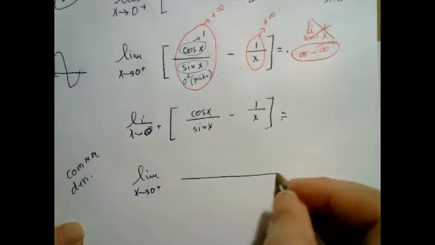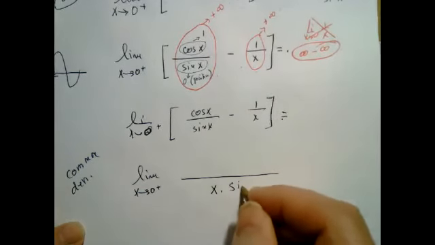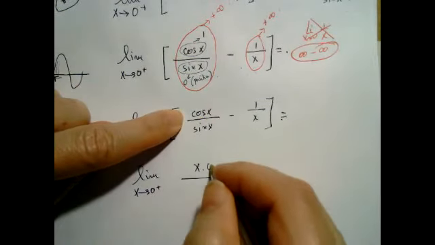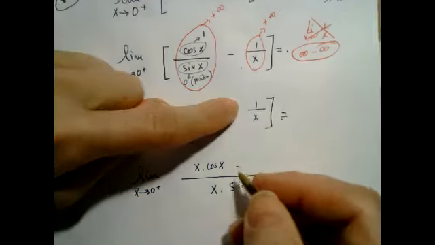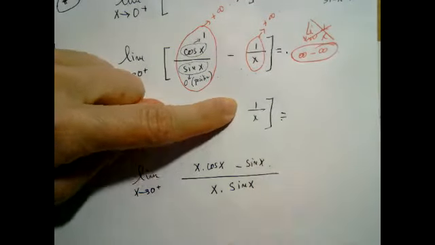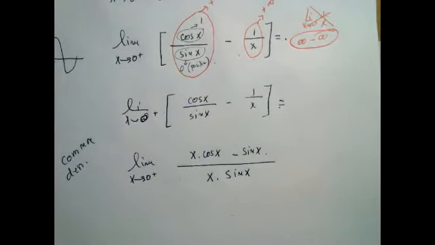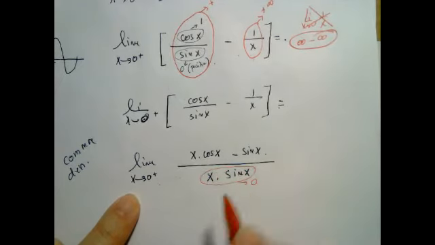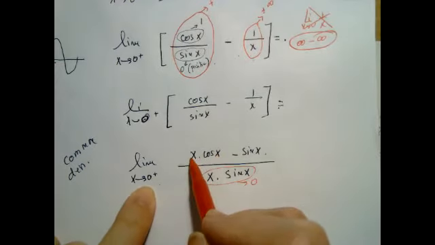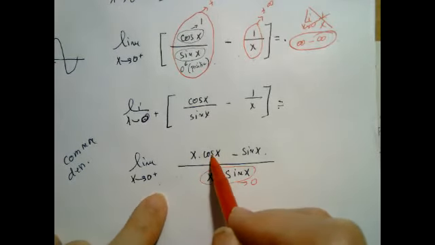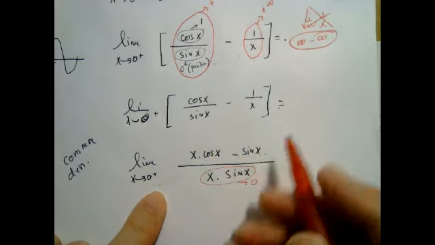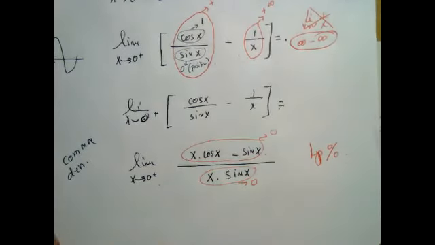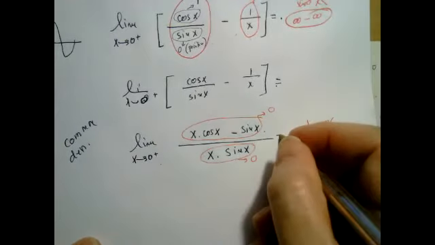So that's one of the tricks we use for infinity minus infinity, if possible. The common denominator is going to be x times sine x. So this has to be multiplied by x, and this has to be multiplied by the sine. Now we analyze again. When x becomes close to 0 from the positive, this is definitely a 0. X close to 0 times cosine, which is close to 1, is a 0, minus sine that also goes to 0. Now I have type 0 over 0. L'Hopital's rule is in order. So that's how we manipulate so we can use it.